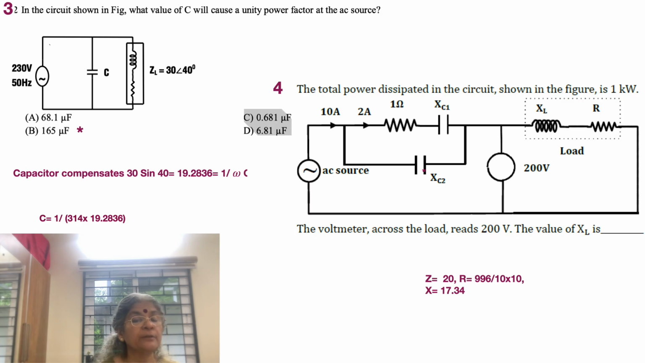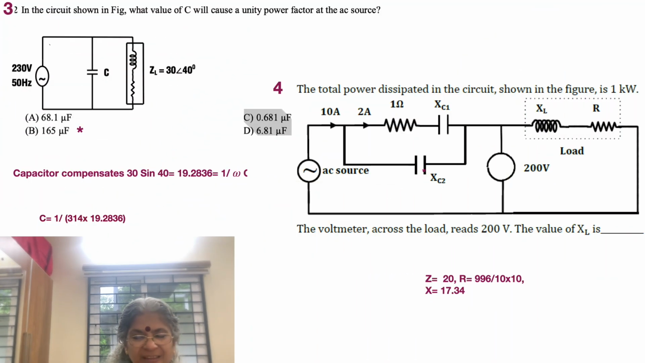So how do you get a unity power factor? Only if the two impedances balance out, or the inductive reactance is the same as the capacitive reactance. So what is the inductive reactance? 30 sin 40. That's equal to 19.2830 ohms, which is now equated to 1 by omega C.